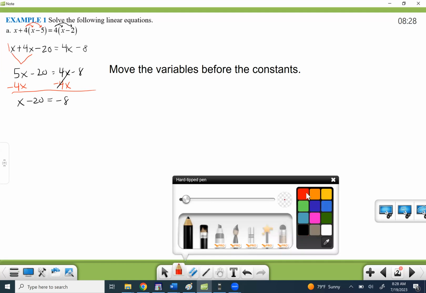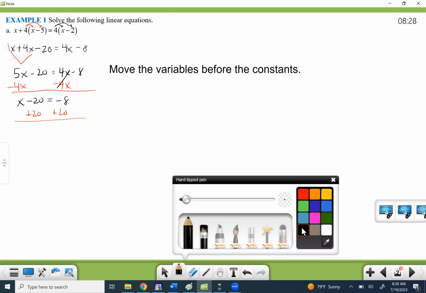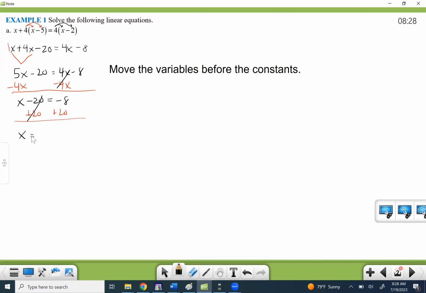All right, but deal with the variables first, okay? So now to get the x by itself, it has a minus 20, so we are going to do plus 20 to make it cancel out. Negative 20 plus 20 is 0, so we cross it off. So we have x equals, and negative 8 plus 20 is 12. So this is going to be the answer.